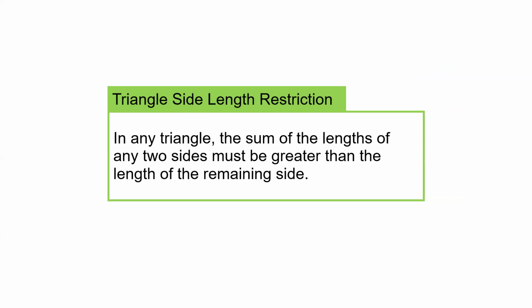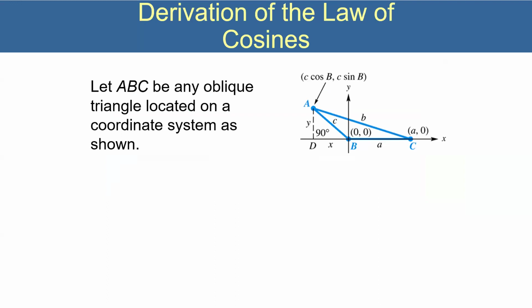In any triangle, the sum of the lengths of any two sides must be greater than the length of the remaining side. Y'all remember that? In order for it to be a triangle, the two sides must always be greater than one. That's the triangle inequality. So for example, we're not going to write this down. I know you don't write it down. Notice here that what that means is just pure measurements.